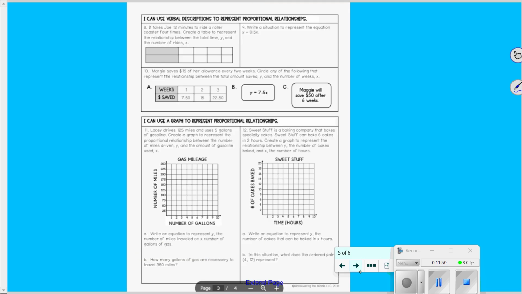It takes Joe 12 minutes to ride a roller coaster 4 times. Create a table to show the relationship between the total time y and the number of rides x. Guess what? They just gave you your x and y values, yes? So, what's missing in my table? My labels. My x is the number of rides, so it should go on top. My y is the total time, so that should go on the bottom. They gave it to us in minutes, so technically we should have minutes on our bottom as well.